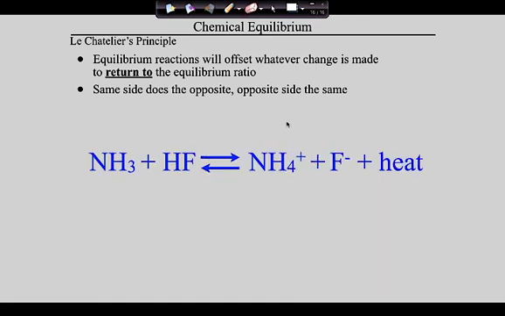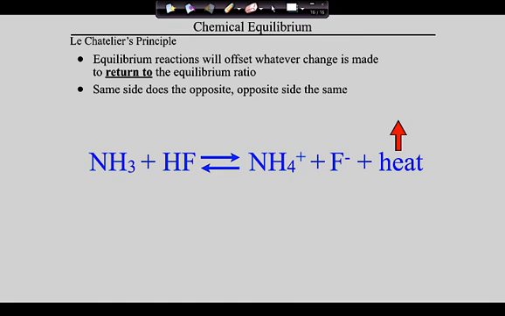Now we're back to equilibrium, and now what we're going to do is increase heat. At this point, why don't you hit pause on the video, and draw in arrows to represent what you think is going to happen to NH3, HF, NH4 plus, and fluoride minus. Remember the rule: same side does the opposite, opposite side does the same. So hit pause, draw in your arrows, and hit play when you're ready. So welcome back. Let's take a look.